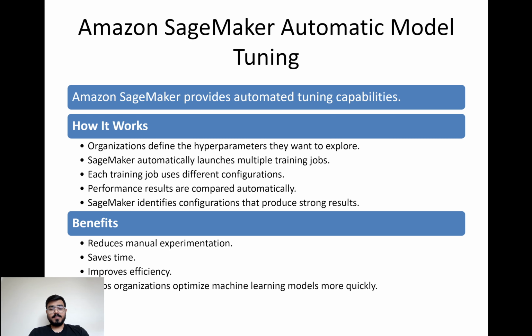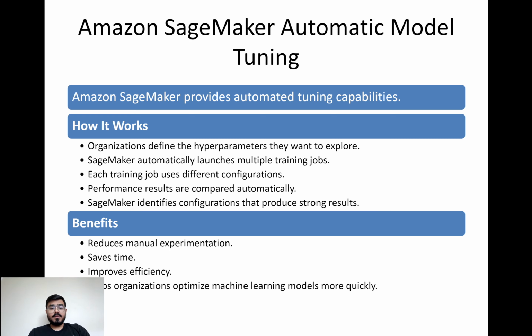SageMaker simplifies this process. First, organizations define the hyperparameters they want to explore. For example, they may want to test different learning rates or batch sizes. Next, SageMaker automatically launches multiple training jobs. Each training job uses a different combination of hyperparameter values. As the experiments run, SageMaker collects and compares the performance results. The system can then identify which configuration produces the strongest performance.